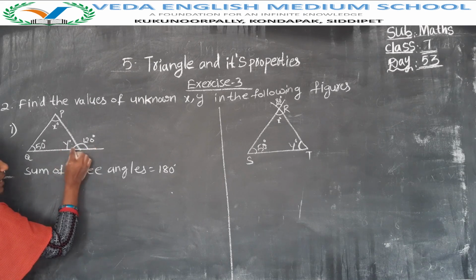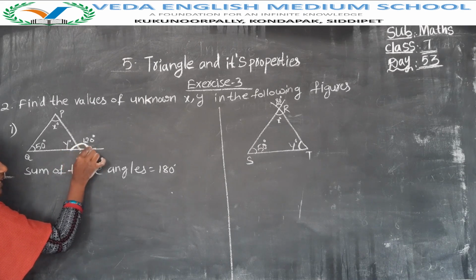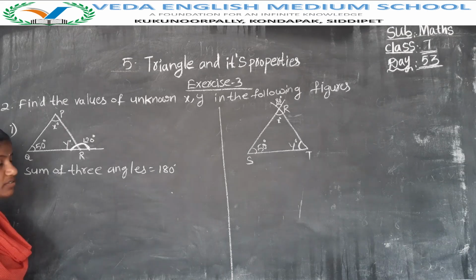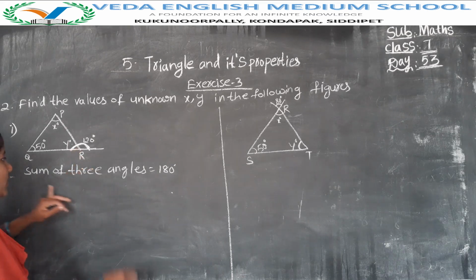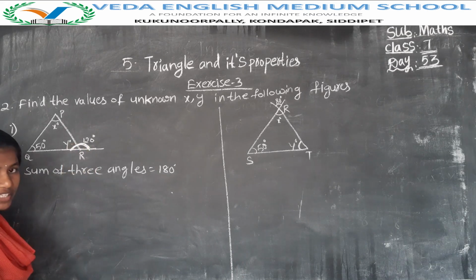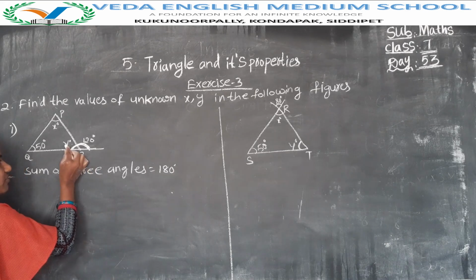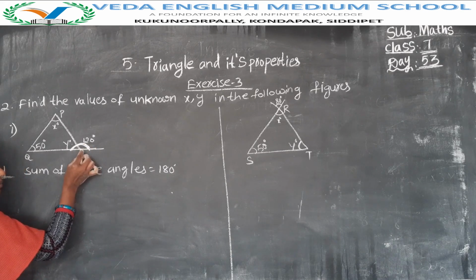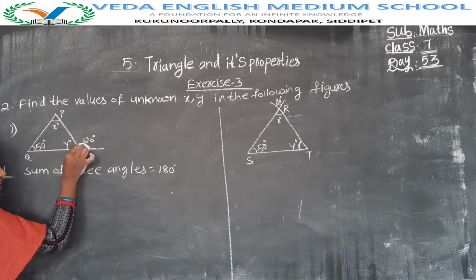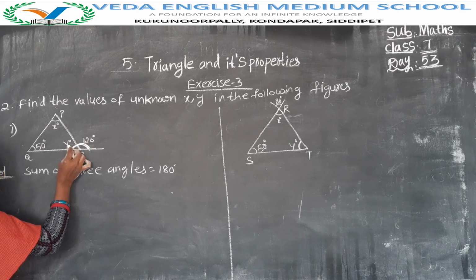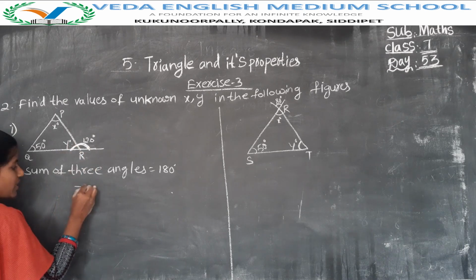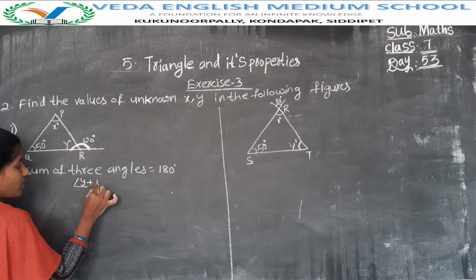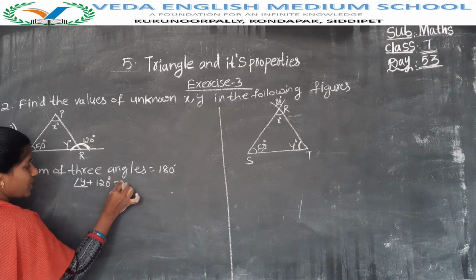Now see, angle R is a straight angle. A straight angle should be 180 degrees. So by adding y and 120 we should get 180, which is angle R. That means angle y plus 120 degrees is equal to 180 degrees.